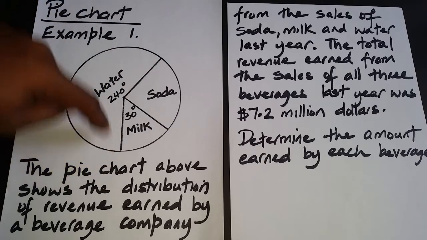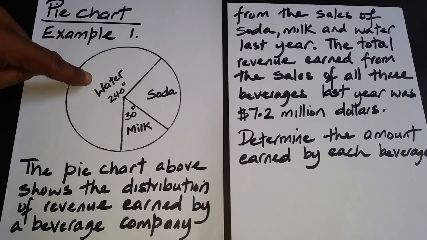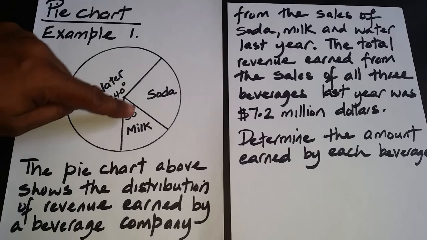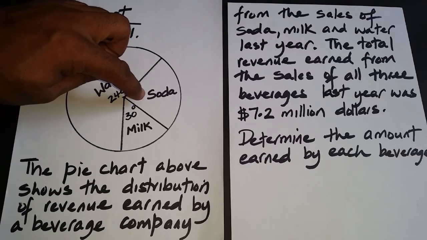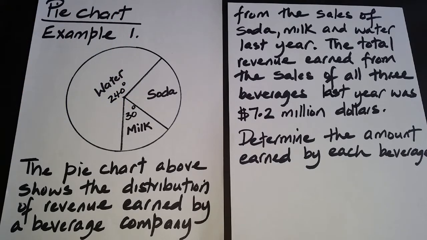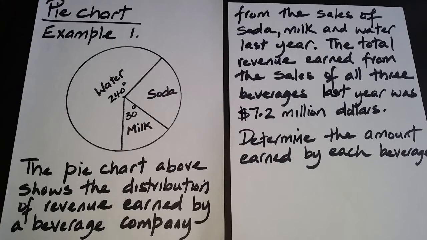The sector here, that is 240 degrees, is for water. The sector here, which is 30 degrees, for milk, and soda here, well, the degree or the angle is not given, but of course you can figure that out because the entire circle must be 360 degrees. So if this is 240 degrees and 30, we can add that and then determine what that value is over there. So it says the pie chart above shows the distribution of revenue, that is money earned by the sales of these beverages.